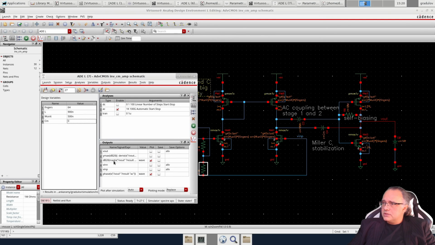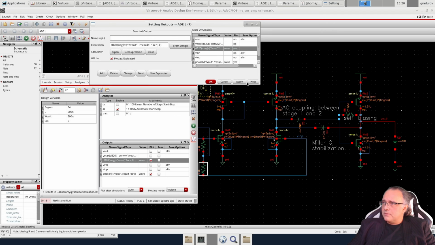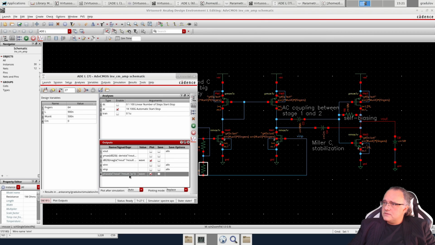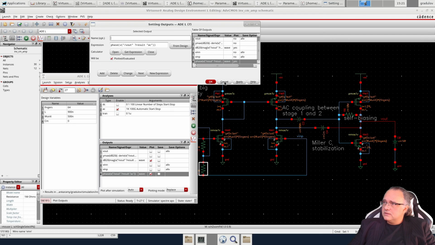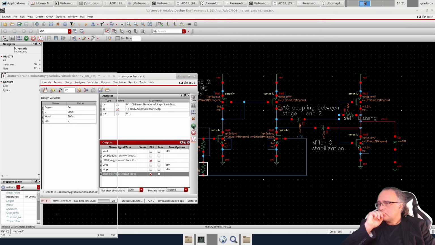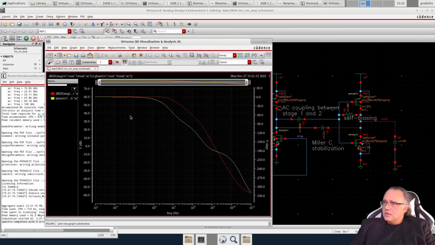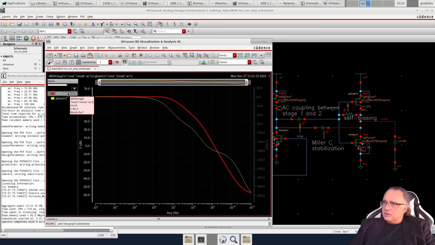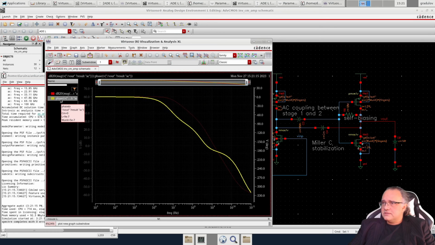Bode plots are generated with these two formulas for the magnitude. I take the magnitude of the output signal V out, and I plot it in dB scale, and this is the phase. This is how it's taken, the phase of the input signal. So okay, now let me run the simulations. So these are the Bode plots, Bode magnitude transfer and Bode phase transfer.